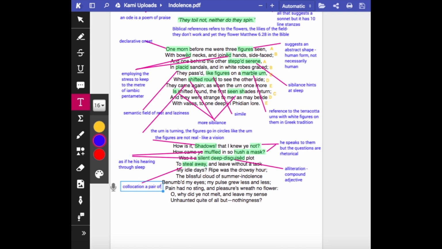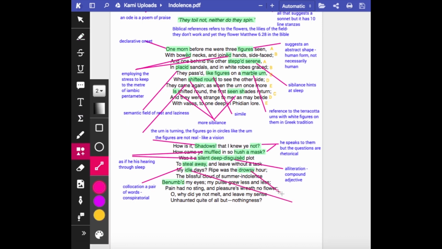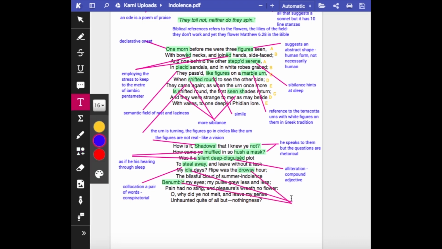The words steal away are a collocation, a pair of words. They're conspiratorial. We're used to hearing steal away together. It's an idiom as well as a collocation. It means to creep away. And he's suggesting that these visions are going to leave him without anything to do, that their whole intention is just to pass by him and not inspire him like muses.